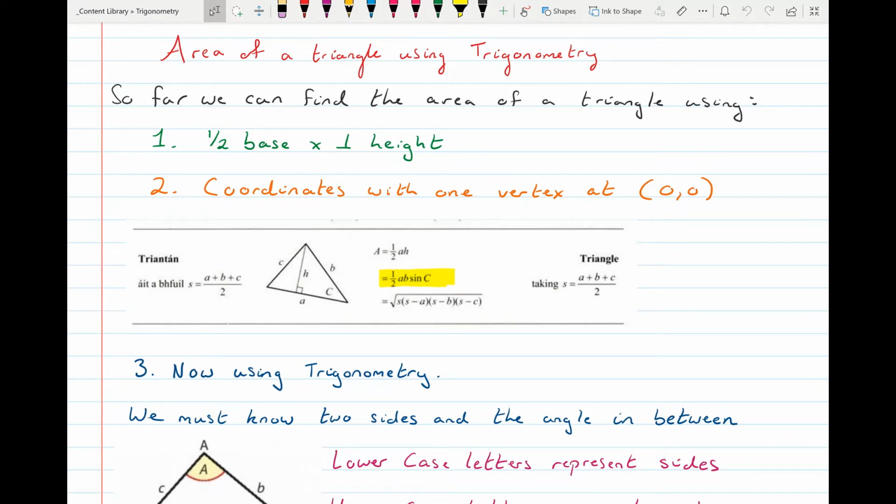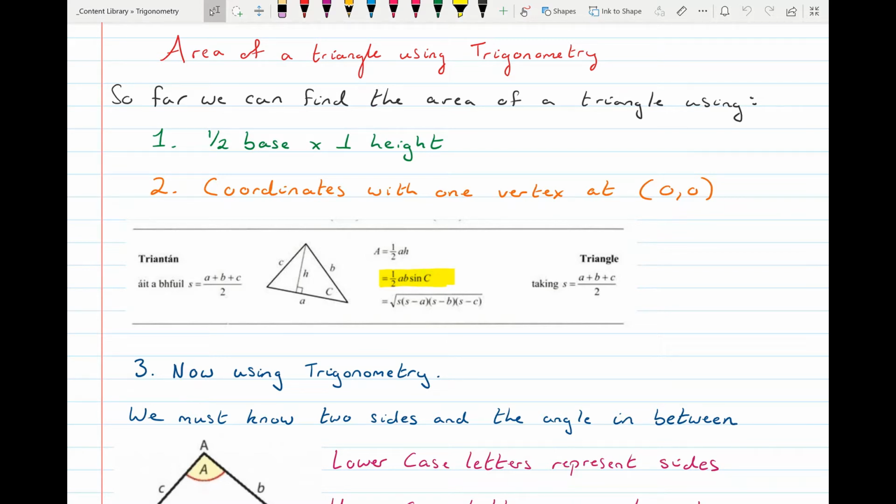So far on our course we've been able to find the area of a triangle using length, area and volume, which was half the base multiplied by the perpendicular height of the triangle, and also using coordinates where we moved one vertex of the triangle to the point (0, 0), and then using the other two vertices we could find the area of the triangle. And now the third and final way we're going to find the area is using trigonometry.